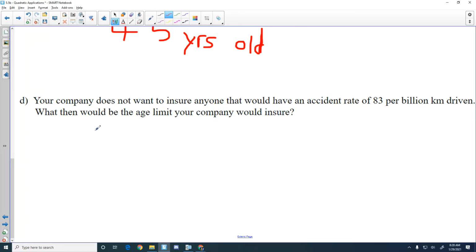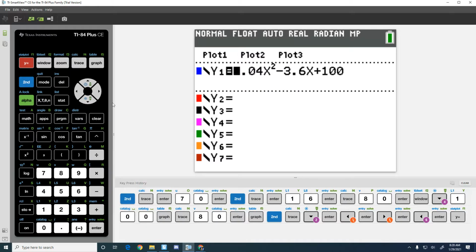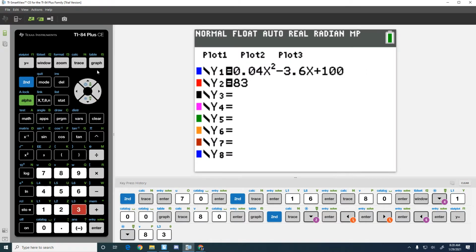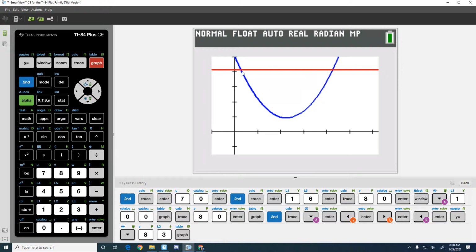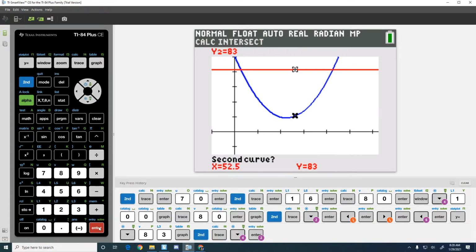All right, your company does not want to insure anyone that will have an accident rate of 83 or more. What would be the age limit? At what age are they going to be like, no, you're too old, we can't insure you? So that's when accidents are at 83. That would be the Y value. So I'm going to graph another line at 83. And what do I need to calculate here? What's that menu option that we choose for this? The intersect. Yep. Find the intersection of these two.